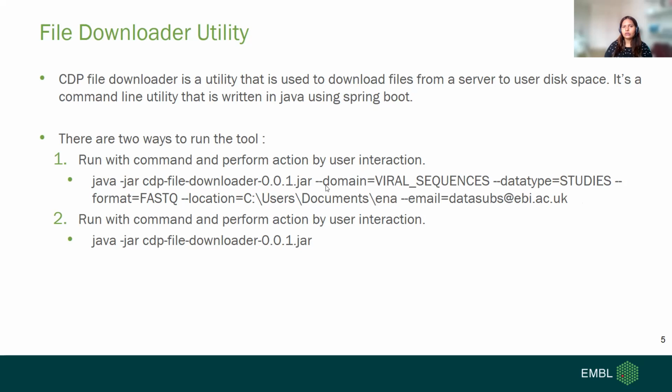When you provide all parameters in your command, you have to provide domain, data type, format, and location where you want to save your data, and an email address. This email address will be used when your download is completed, and you will be notified through the email. If you don't want to receive email, you just need to enter a space here. No need to provide the email. Next, you can run this command, and using it you will go through the user interaction flow.